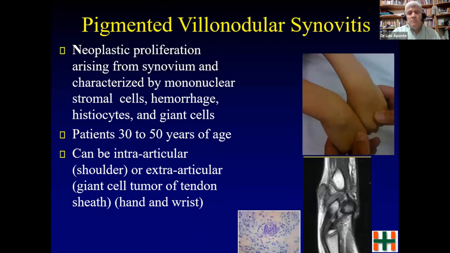The pigmented villonodular synovitis used to be considered two tumors. The intraarticular one is PVNS, and the giant cell tumor of the tendon sheath was another tumor. Now we know that it's the same tumor. Usually in the upper limb, you always see it as the extra-articular form. It's a very tiny tumor near the tendon sheath, and it's very common in the hand.